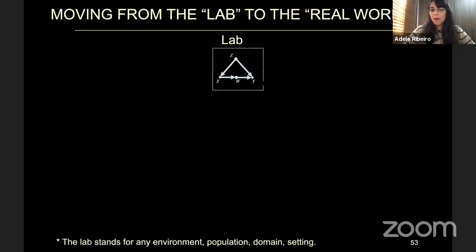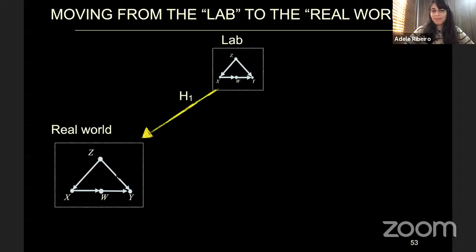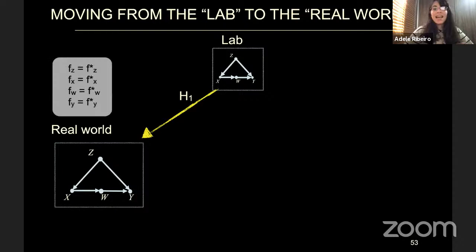But the lab is different from the real world. So how can we move from the lab to the real world? We want to do this extrapolation. The dream scenario, which is very unrealistic, is that everything is shared. What I mean is that we have the causal diagram here in the lab, so we have the functions of X. F sub X here is listening to Z. The W here is listening to X.